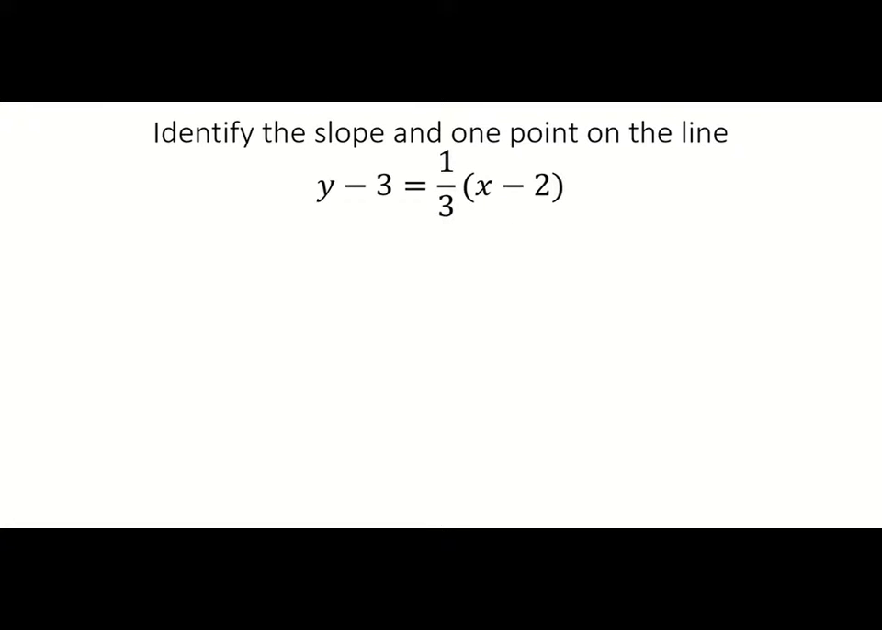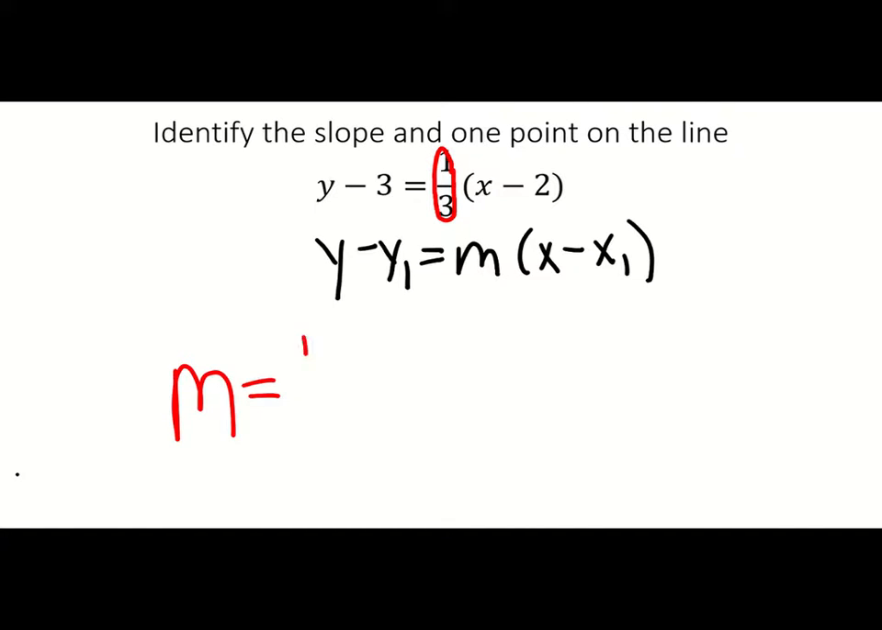So our first example is to identify the slope and one point on the line y minus 3 equals 1/3 times x minus 2. So if you recall from the previous slide, point slope is y minus y1 equals m times x minus x1. So when we are asked to identify the slope, we need to match up the slope in the equation. So the slope is always the number after the equals and in front of the parentheses. In this case, the number after the equals and in front of the parentheses is 1/3. So the slope of this line is 1/3.